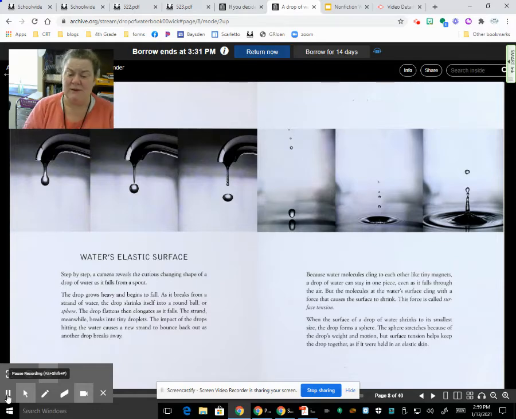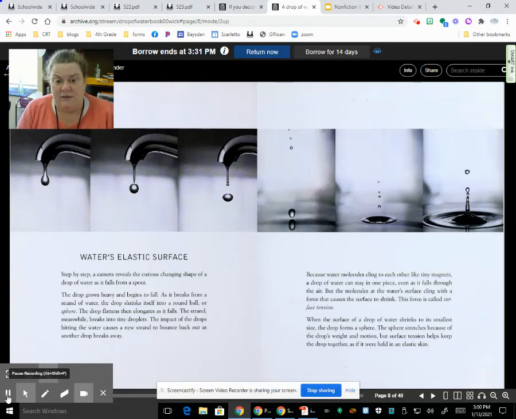Okay, so back to my first question. Formal or informal? Hopefully you said formal. This book has a serious or formal tone. We're getting lots of factual information right away.